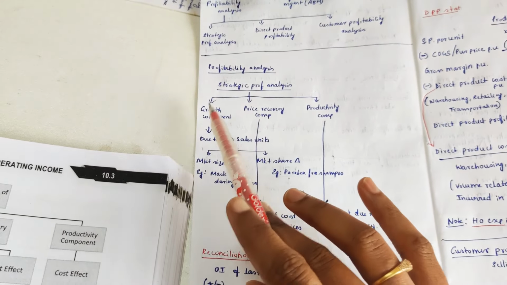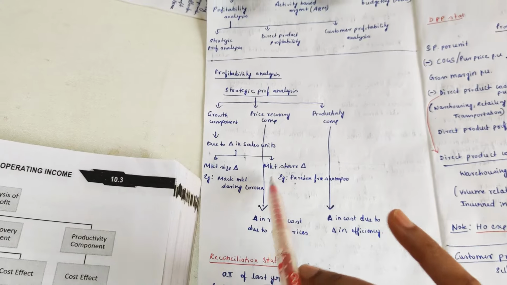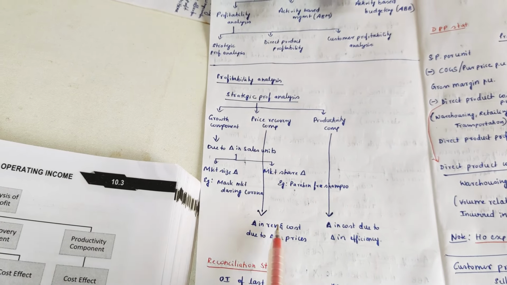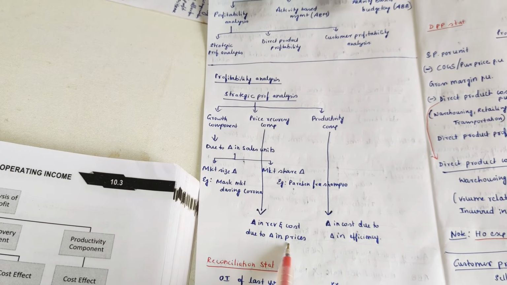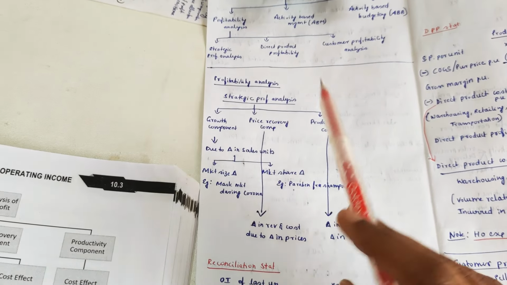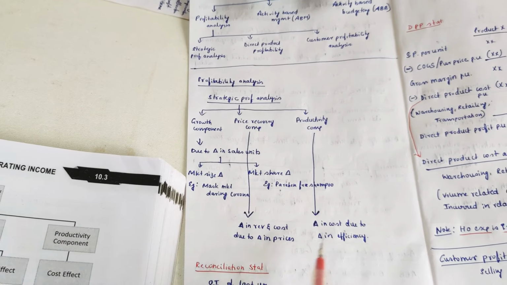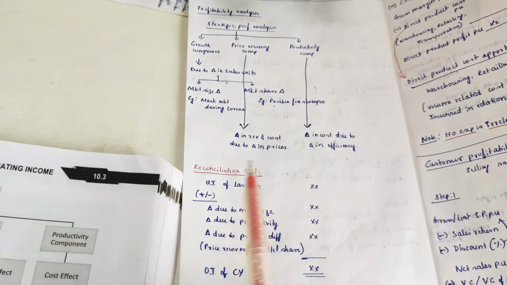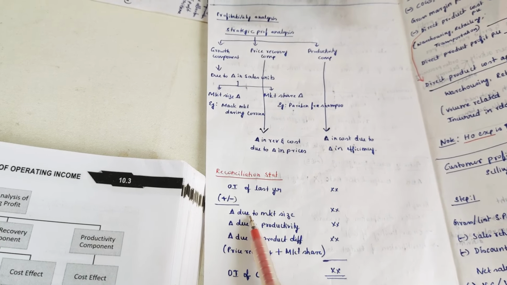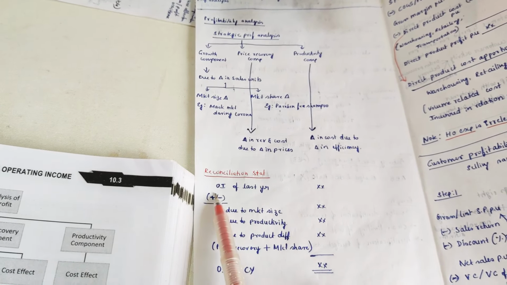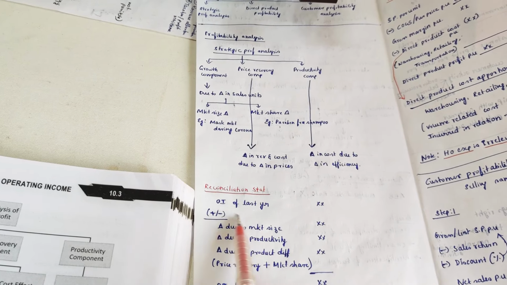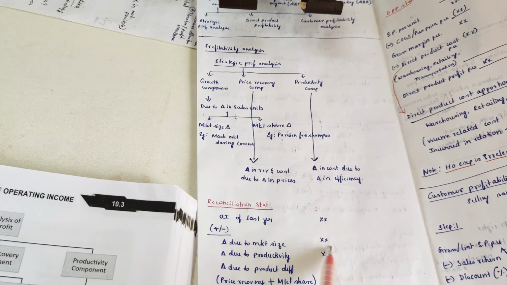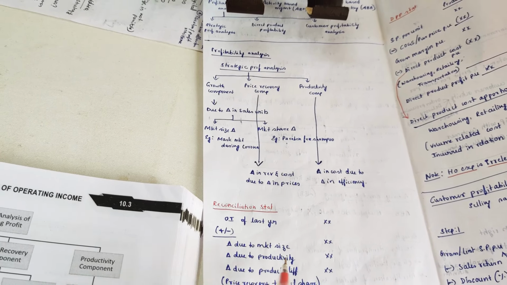So now we have understood growth component: change in size, change in share. Then price recovery component: change in revenue and cost because of change in prices. Productivity component: change in cost due to change in efficiency. Then there is something called the reconciliation statement, which is important. How do you prepare it? You take the operating income of last year, then you have change due to market size, then change due to productivity, change due to product differentiation.